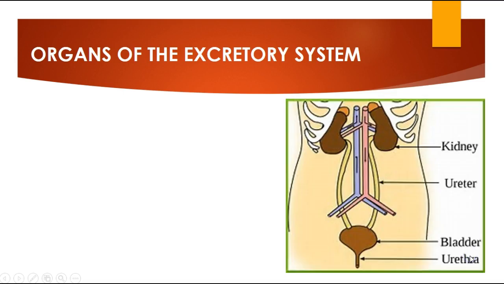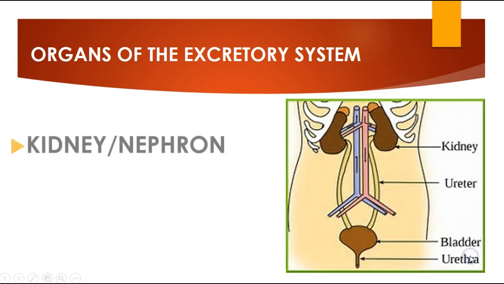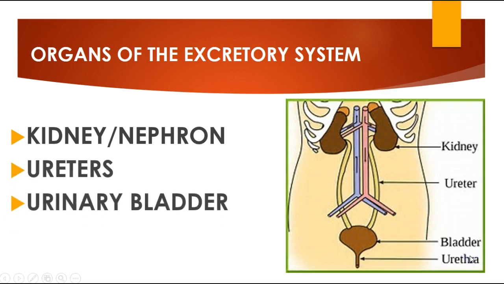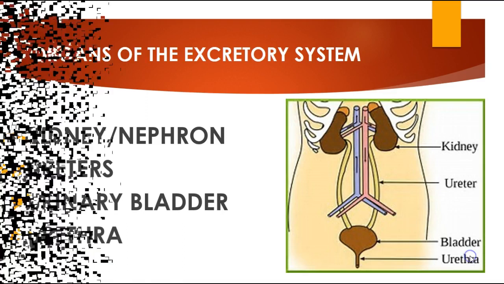And next we want to go over just a brief overview of the organs of the excretory system, and then in the upcoming slides we will talk about the functions of those organs. And the organs within the excretory system are the kidney nephron unit, the ureters, the urinary bladder, and the urethra. So now let's take a look at each of these organs in a little bit more detail.